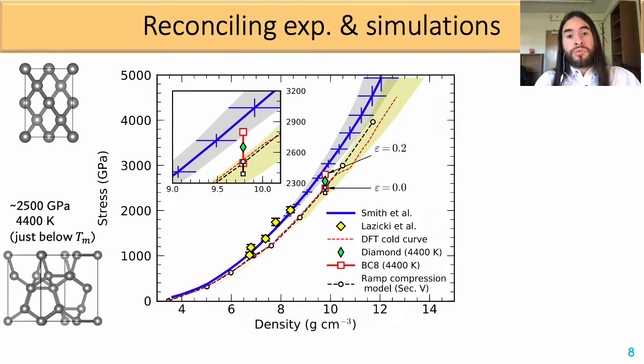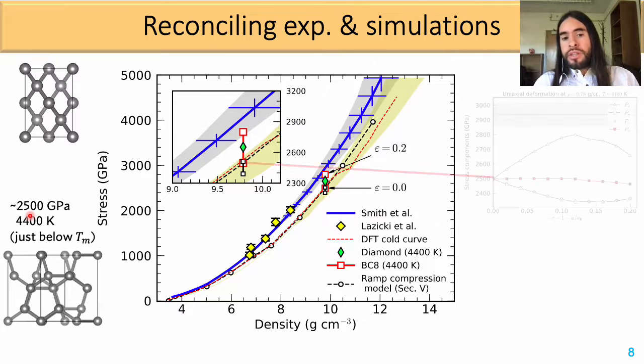What we tried next was to subject the solid to really high values of uniaxial strain to increase the stress in the compression direction. We tried with both the diamond and the BC8 phases of carbon, and we picked a density around 10 grams per cubic centimeter and a temperature that was just below the melting temperature. At this temperature and density, the isotropic pressure that we get is 2500 GPa.